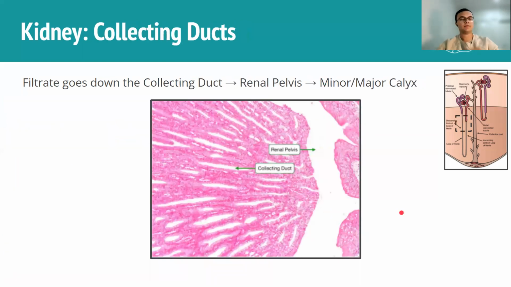All right. Next, we come to the collecting ducts. From the tubular network, your filtrate goes up the distal convoluted tubule and then finally drains into the collecting duct. The collecting duct is also simple cuboidal, and that's written in the speaker notes, by the way, if you want to have a look. From the collecting duct, it'll drain into the renal pelvis, and then from there, enter into the minor calyces, major calyces, and make its way into the ureters.